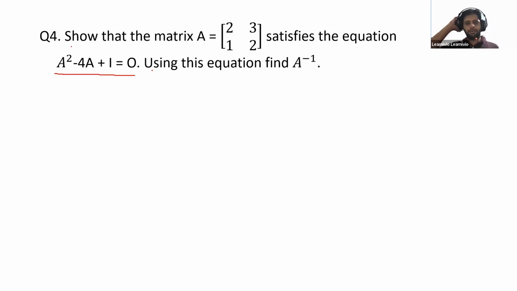Sir, the first part is done. Are you getting the null matrix? Abdur? Okay, that's good. Abdur, yes or no? You have completed the first part. Oh, okay, Abdur. Take your time.